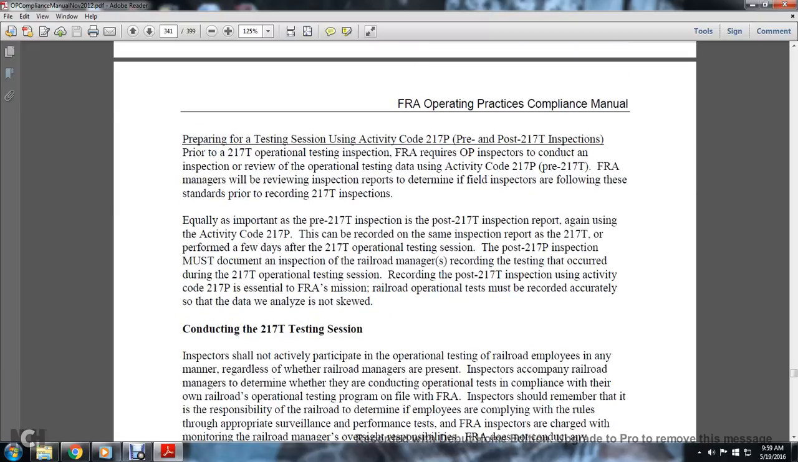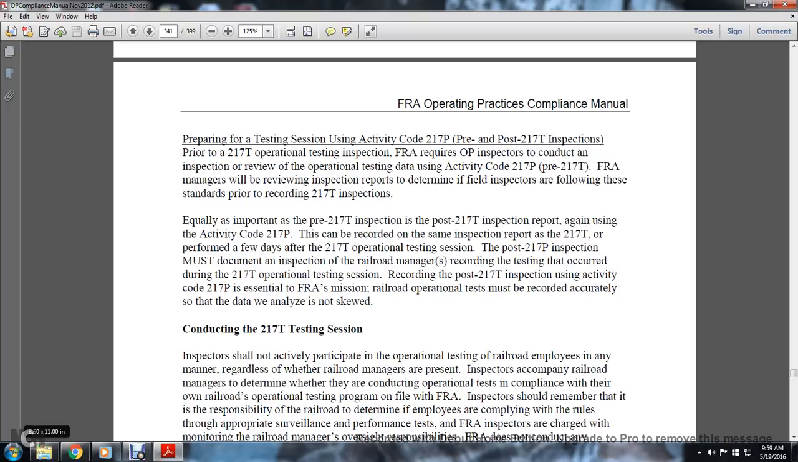Preparing a testing session using activity code 217, pre and post 217T inspections. Prior to 217 testing, FRA requires operational practice inspectors to conduct an inspection review of the operational testing data using the activity code 217P and pre-217T. The FRA managers will review the inspection report to determine if the field inspectors are following these standards prior to the 217T.